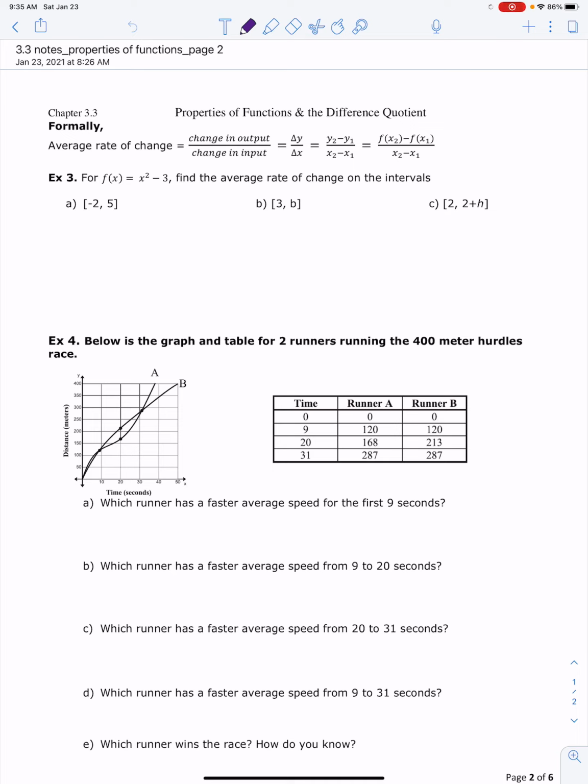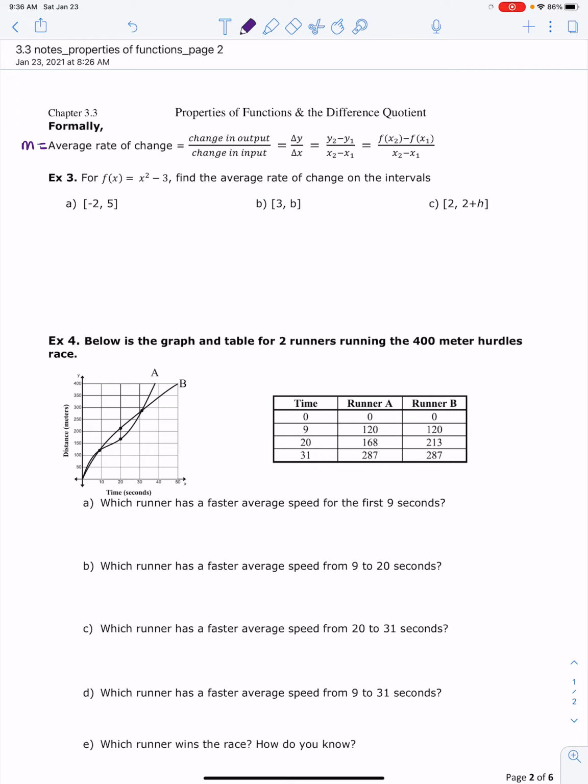Chapter 3.3 Notes, Properties of Functions and the Difference Quotient, page 2. We want to look at this a little more formally. So we talked about the average rate of change being the slope between 2 points. So I'm going to throw that in there. Change in output over change in input, rise over run. We got delta y over delta x.